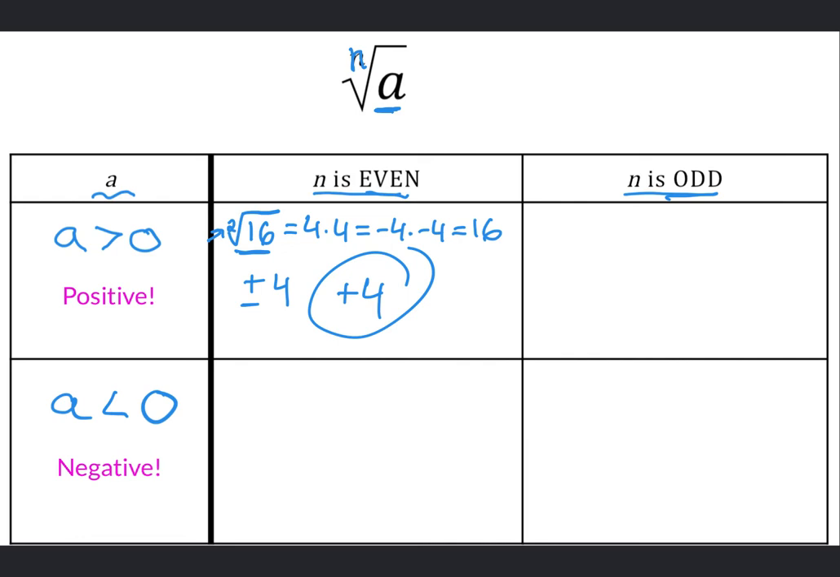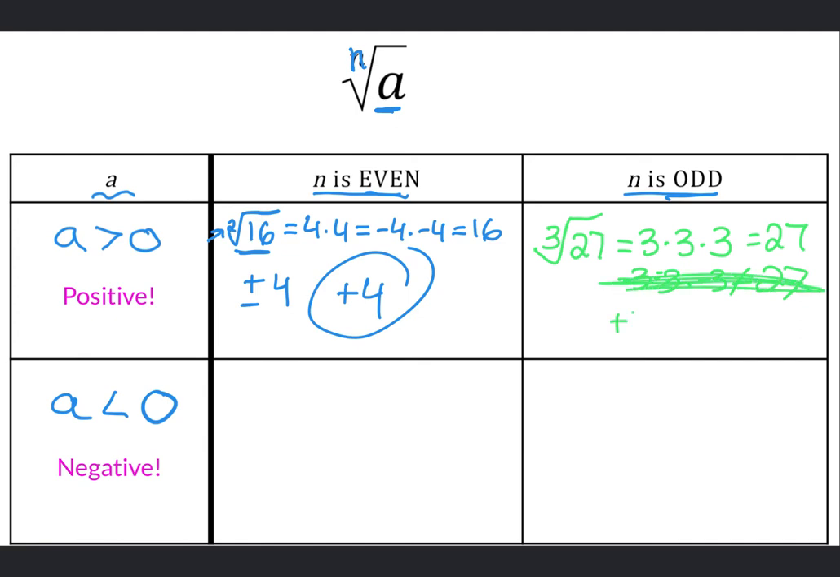So now let's look at when a is positive still, but when the root is odd. So let's look at the cube root of 27. Well, 3 times 3 times 3 is 27. That is the only possible combination. We can't do a negative because 3 negatives does not equal a positive. So this is only a positive answer.